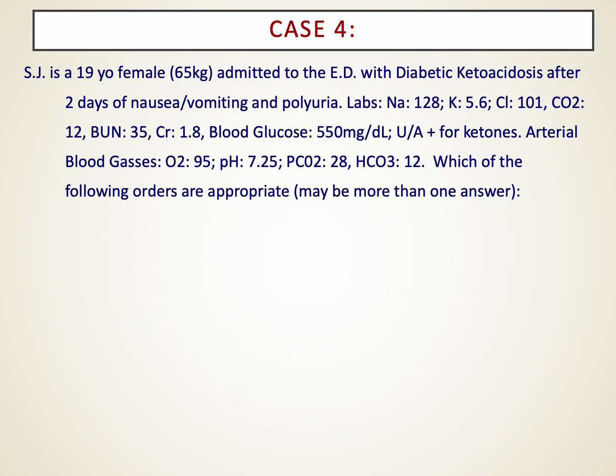Okay, let's look at case 4. This is a 19-year-old female admitted to the emergency department with ketoacidosis after 2 days of nausea, vomiting, and polyuria. Her labs: sodium is 128, her K is 5.6, her chloride is 101, her bicarb is 12, her BUN is 35, creatinine is 1.8, and she has a blood glucose of 550. The urinalysis is positive for ketones. Blood gases indicate that she has a pH of 7.25. Which of the following is appropriate for her?